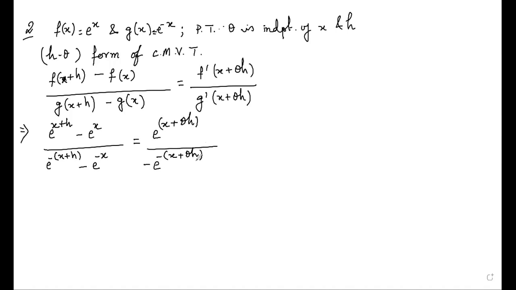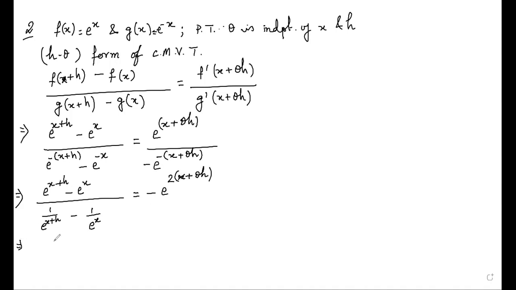All right. So let's simplify as we have done for the previous one also. The numerator remains as it is, e to the power of x plus h minus e to the power of x. The denominator, I will take it as 1 by e to the power of x plus h minus 1 by e to the power of x. And the right hand side will be with a negative sign, e to the power of, it will go to the upward side, and we will have e to the power of twice x plus theta h. All right.